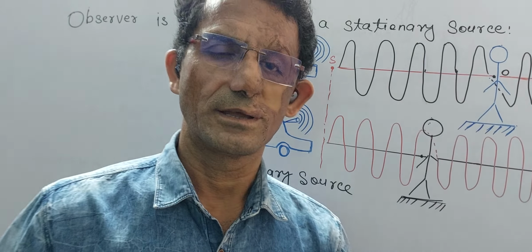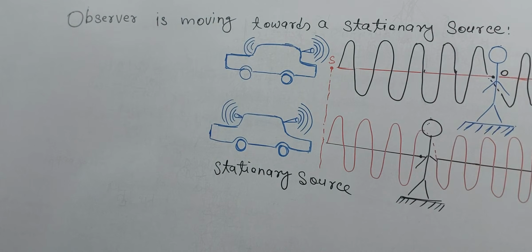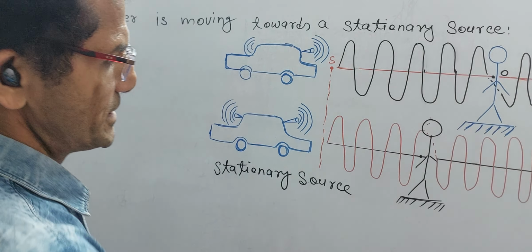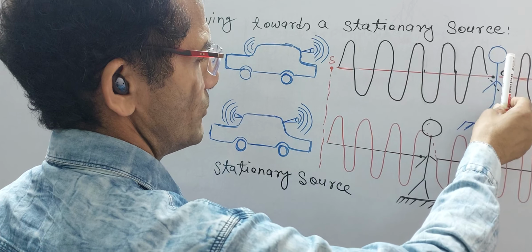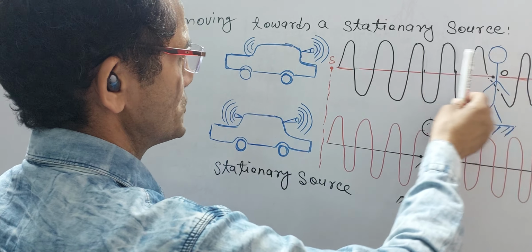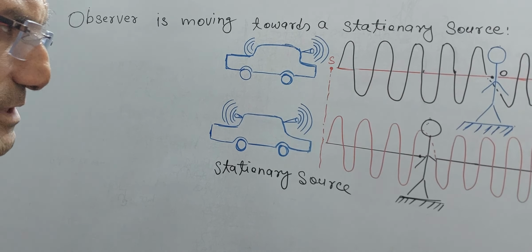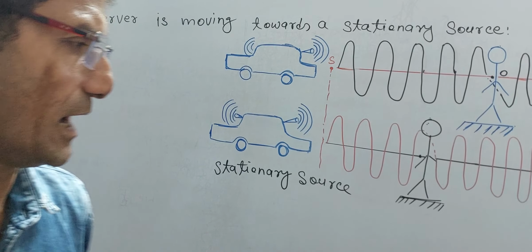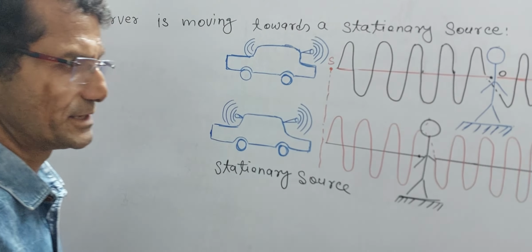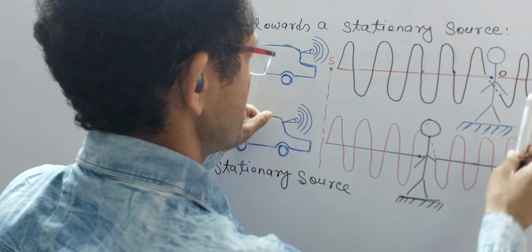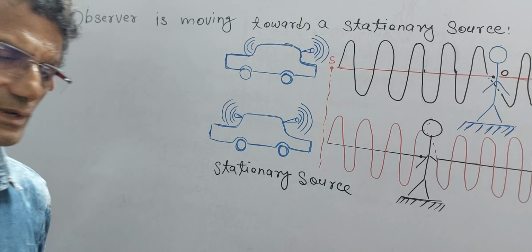Now let us discuss another topic of Doppler effect. When a stationary source and a moving observer, the observer is moving toward the source and the source is at rest, the observer listens to an apparent frequency of the sound which appears to be increasing. We know that whenever the distance between the source and observer is decreasing, the frequency will increase.